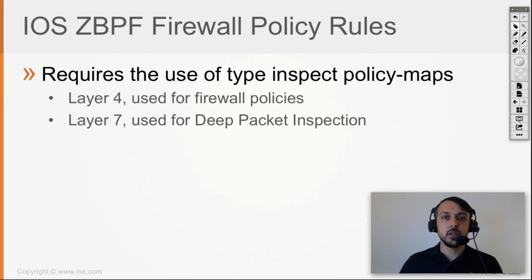If you want to do deep packet inspection, you're going to have to configure a layer 7 policy map, calling the layer 7 class map in the policy map. If you just want to do regular stateful firewall configuration, so you want the router to actually allow the packet, drop the packet, or statefully inspect the session, you're going to end up configuring a layer 4 policy map.